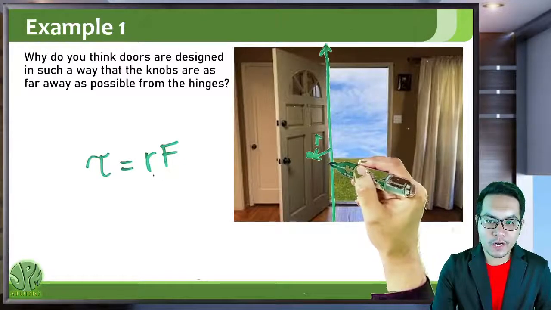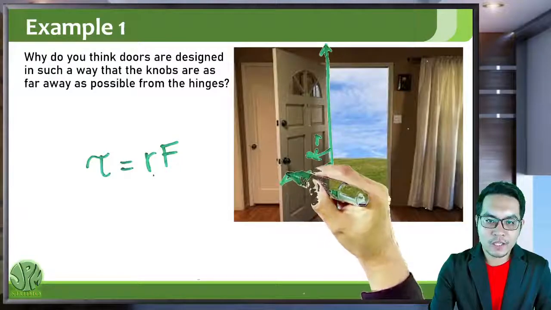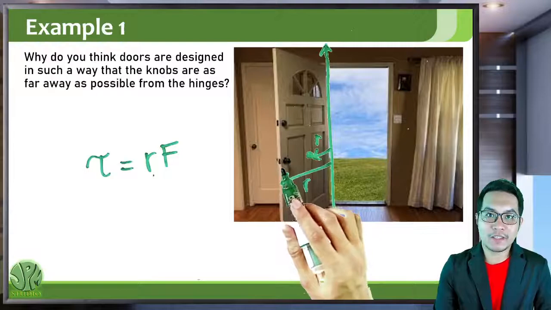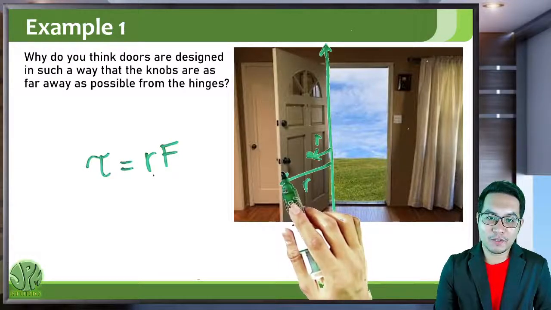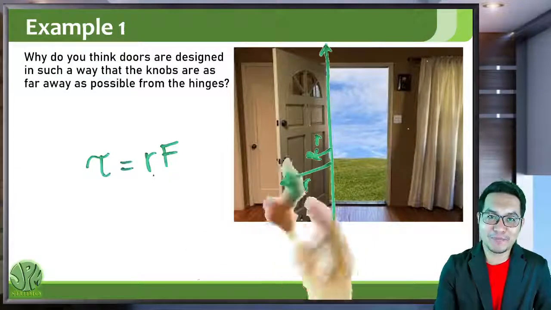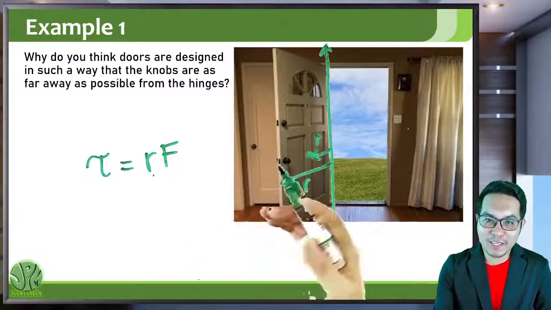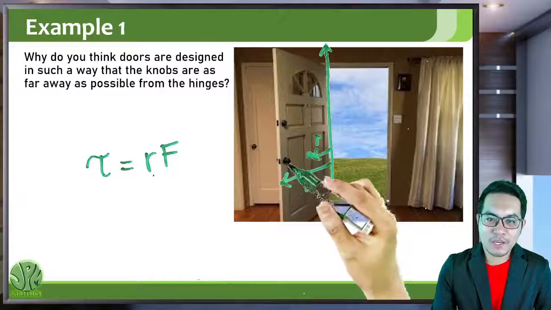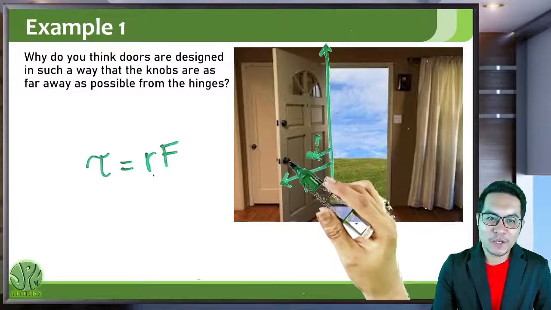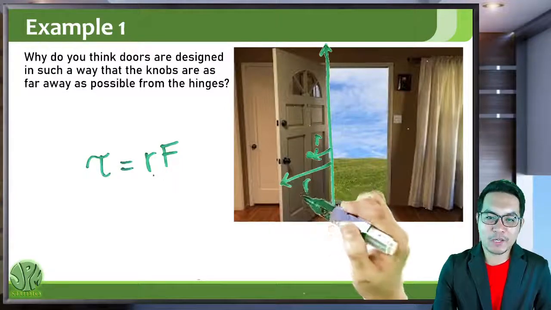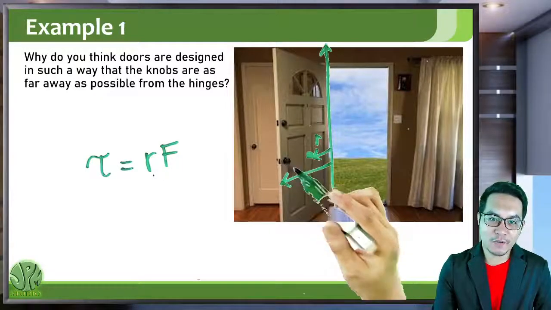But if your R is as large as possible, so this is already the largest R possible for a door, because you cannot put the doorknob beyond the door. That's already the edge of the door. So you put your doorknob as far away from the axis of rotation as possible, and that is the other edge of the door.